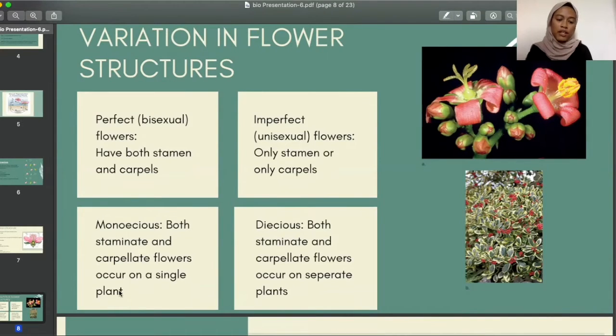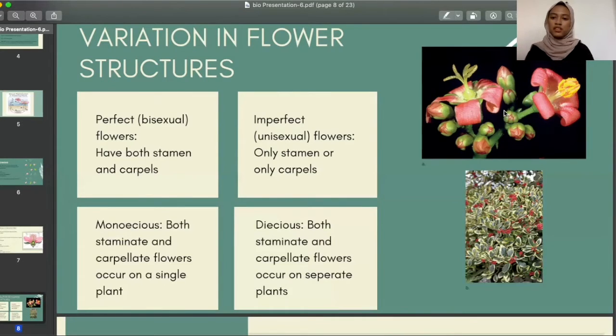Other than that, we can also see that when both staminate and carpellate flowers occur on a single plant, they are called monoecious. Mono means one, so both staminate and carpellate flowers occur on a single plant. Staminate is the male flower and carpellate is the female flower. But when staminate and carpellate flowers occur on separate plants, they are called dioecious. Di means two, so the male and female flowers occur on separate plants.